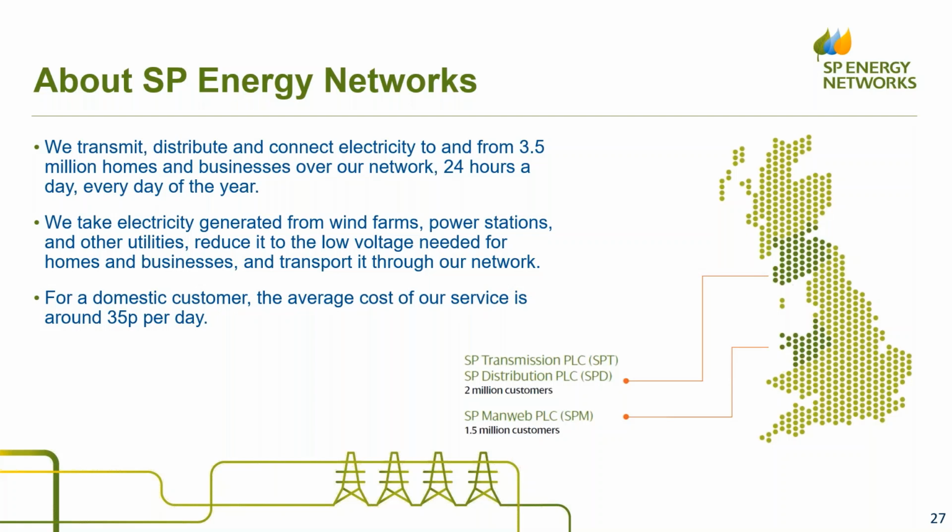We transmit, distribute and connect electricity to and from 3.5 million homes and businesses. That's a 24-hour day, every day of the year service. We take the electricity generated from wind farms and power stations and other utilities, we reduce it down through the voltages and then we transport it through our network for use. And for a domestic customer, the average cost of our service is around about 35p per day.